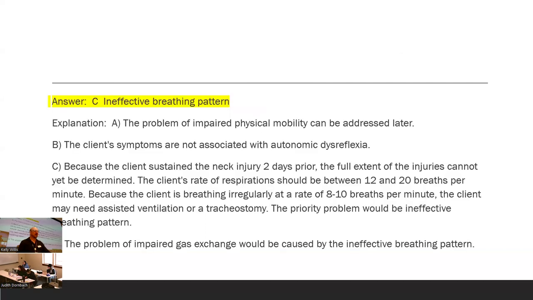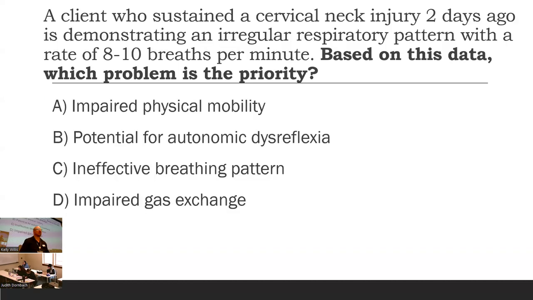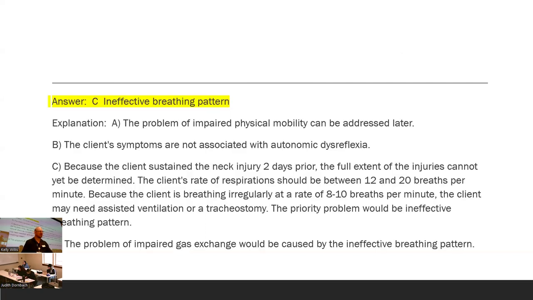And ineffective breathing patterns, that's the answer, mostly because of the irregular respiratory pattern. So that'll clue us in to where to look. If it mentioned a blood gas that was off, then we would talk about impaired gas exchange. So I'll leave this up here. Any impaired gas exchange would be caused by the ineffective breathing pattern.